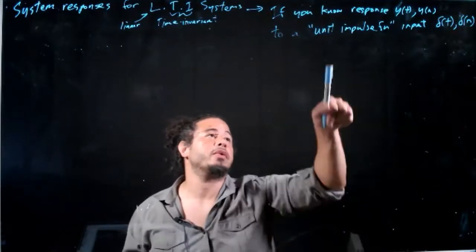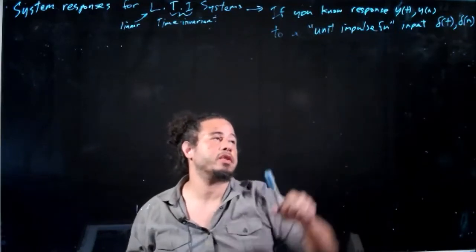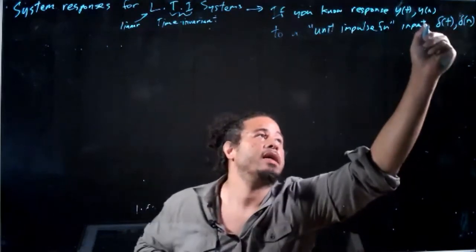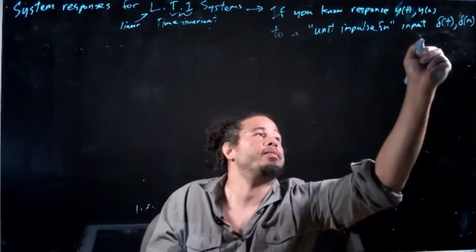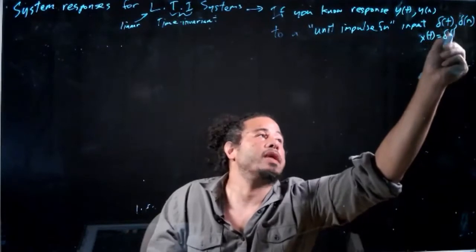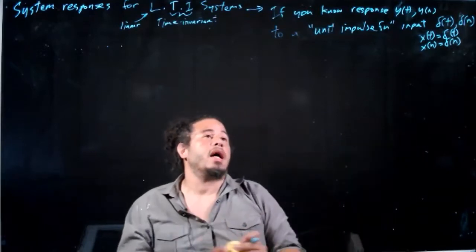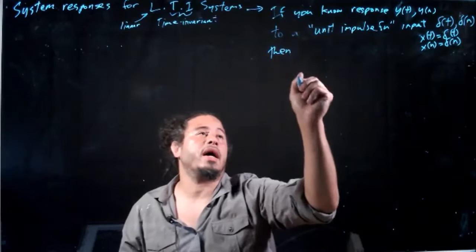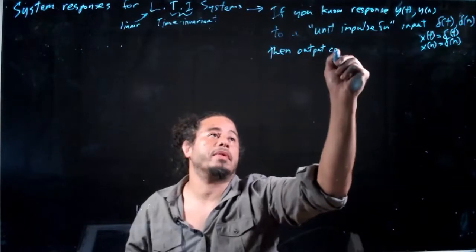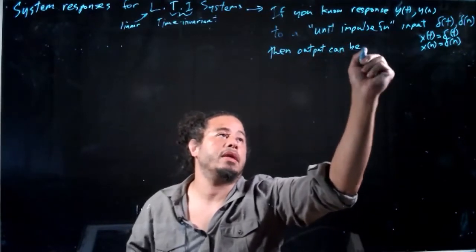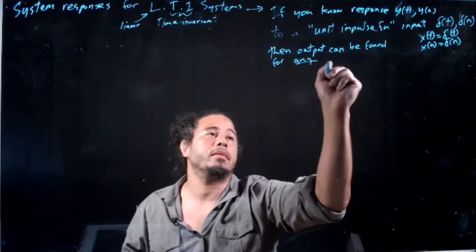If you know the response y of t or y of n that's associated with a unit impulse function being used as the input, so let me write this more clearly. Say x of t, which is what we generally use for input, equals delta of t, or x of n equals delta of n, then the output can be found for any possible input.